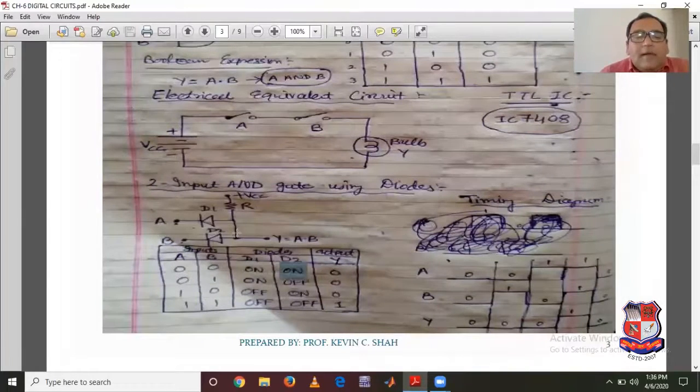So what is the voltage at this junction? Observe that this source is plus VCC. This plus VCC goes to here because it is like a closed switch. As it is a closed switch, we can say the diodes are on. As there is a voltage drop across D1 and D2, you will get a very low output voltage at the output Y. So I have written here output is 0 because both the diodes are conducting.